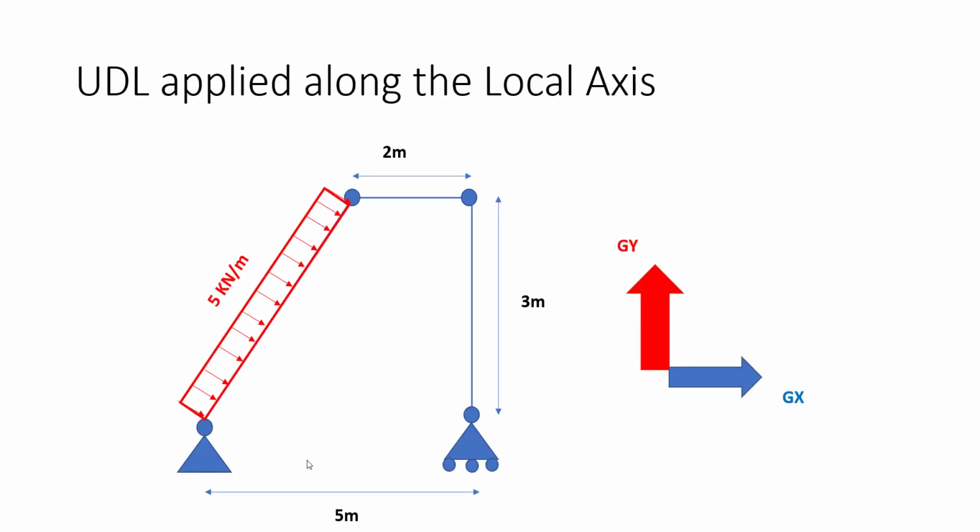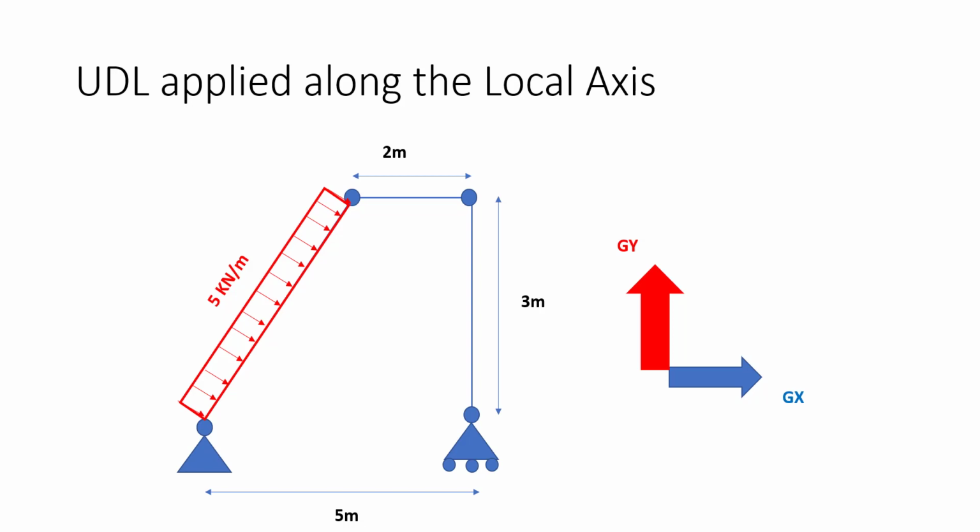Now, let us consider the application of the uniformly distributed load of 5 kilonewtons per meter as shown in this figure. Now, as we can see, this uniformly distributed load is applied transversely on a member that is not aligned along any of the global axis system, or that particular member is inclined to both global X and global Y. This would mean that there is no way that we can define this uniformly distributed load of 5 kilonewtons per meter along the global axis direction.